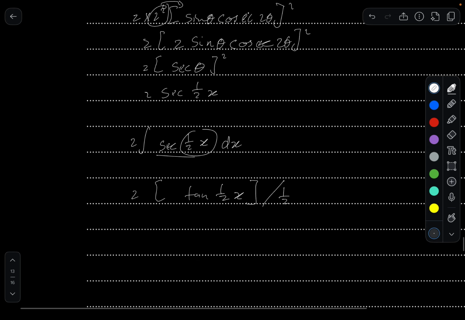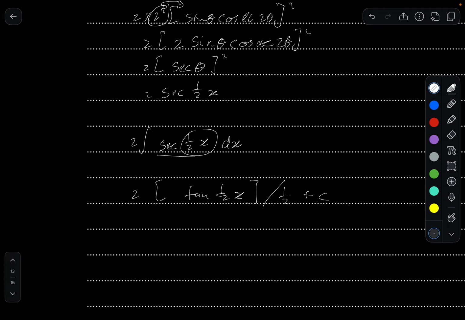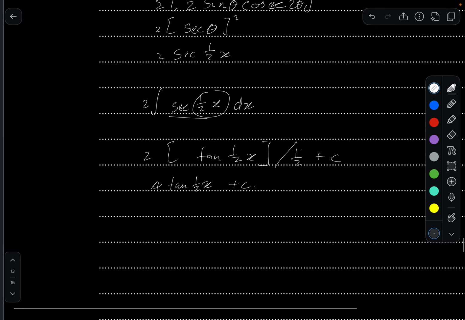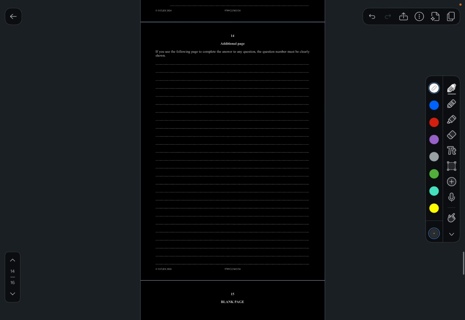So the answer I'm going to get, plus c: 2 divided by half is 4. So that will be 4 tan of half x, and then plus c, because it's an indefinite integral. So that's the end of the paper.